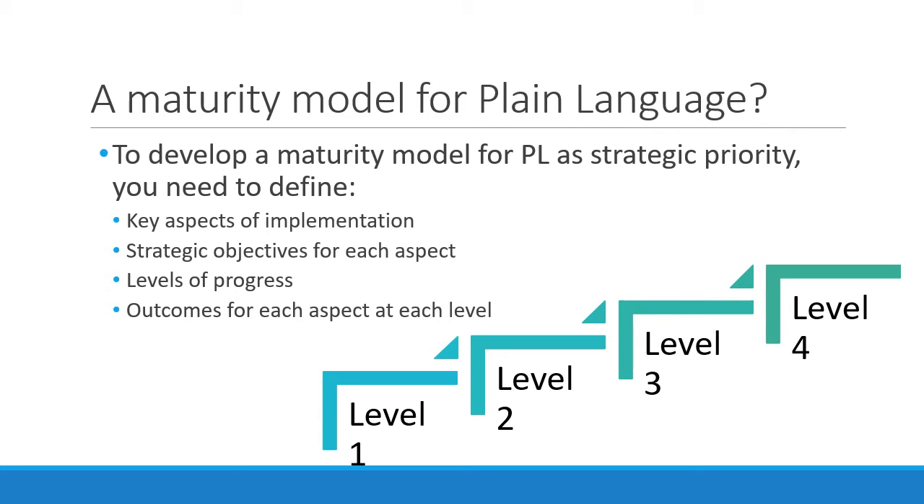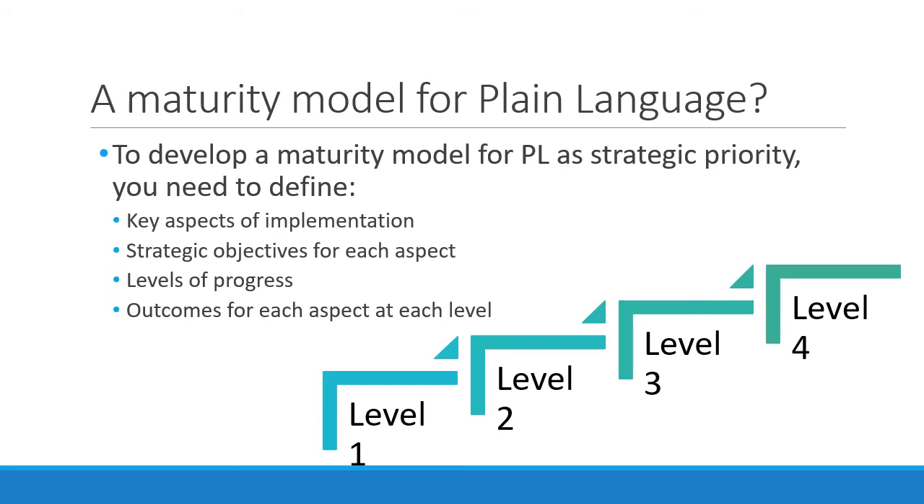So, what could a maturity model for the implementation of plain language as a strategic priority in an organization look like? To develop such a maturity model, you will need to define, firstly, what are the key aspects or the dimensions of plain language implementation? Secondly, what are the strategic objectives for each of these aspects? What do you want to achieve?